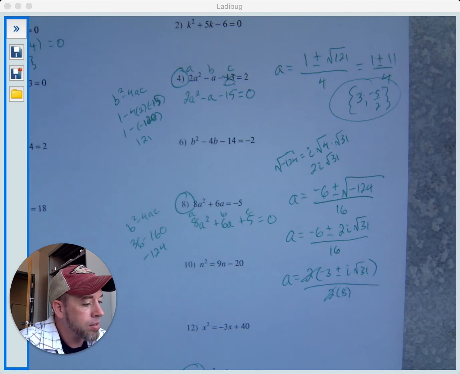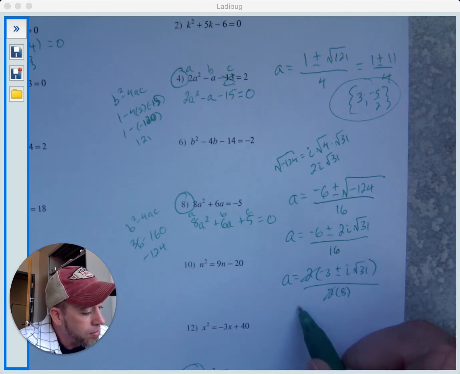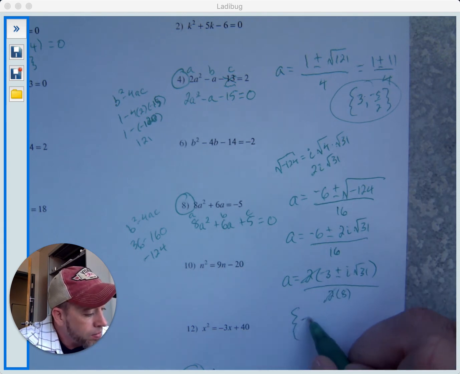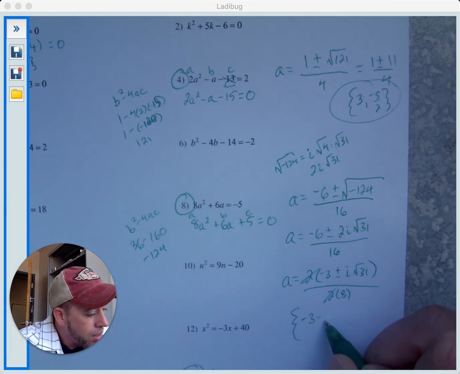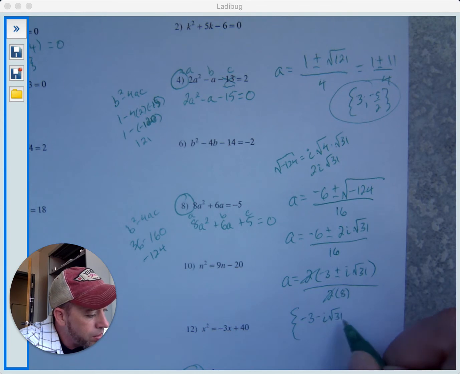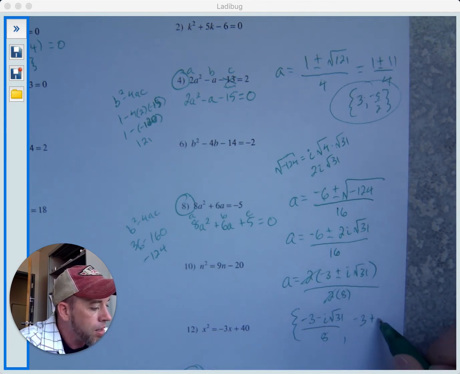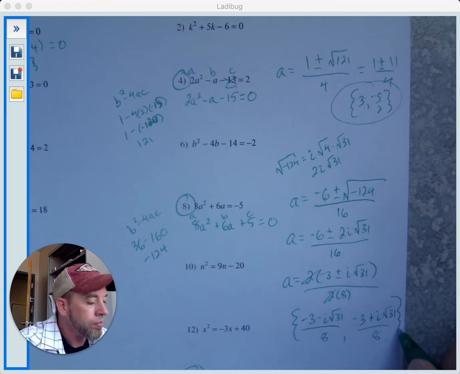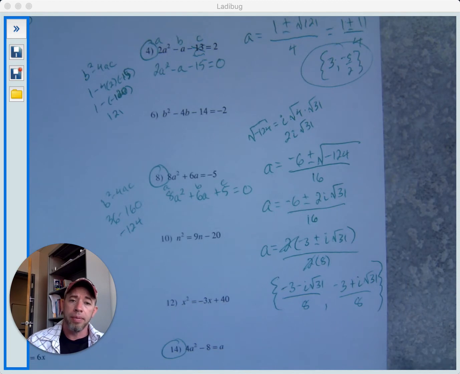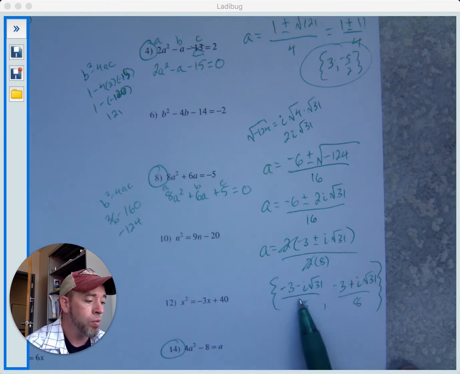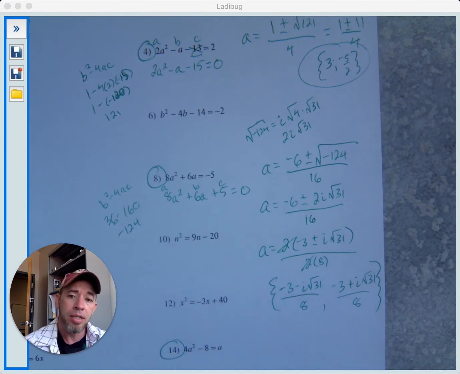And maybe I'll write the solution set. We have negative 3 minus i times the square root of 31 over 8, and negative 3 plus i times the square root of 31 over 8. Now, if you want to save some time, I believe MyLab has the plus or minus feature where you could just write this all in one step, which would save you time typing a lot of stuff in.